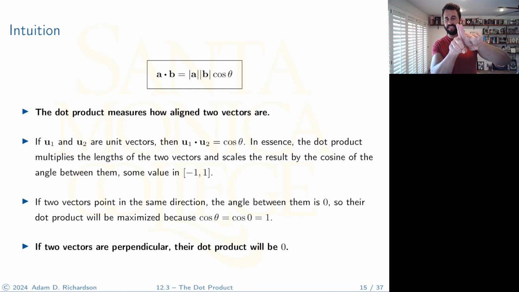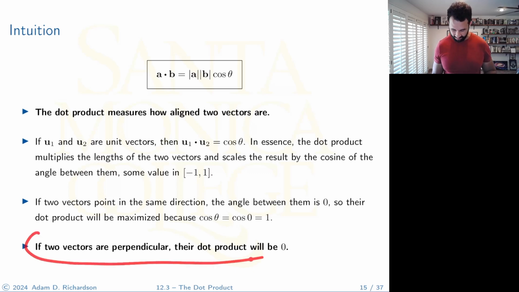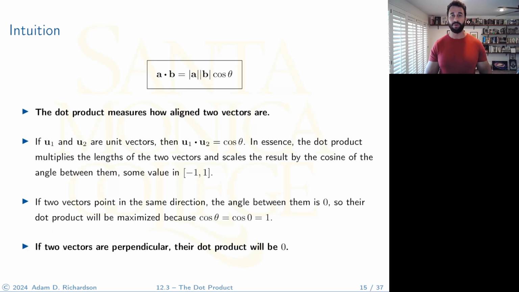And if they start to deviate from each other, then this value of cosine changes. And so that shrinks the value a little bit because you're multiplying that big number by something less than 1 in size. So you're shrinking the result, right? And it'll shrink even more until the two vectors are perpendicular. So this is another really important result. If two vectors are perpendicular, their dot product is 0.